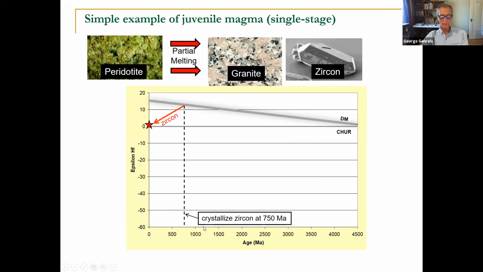Okay, and here's a younger one. Let's do a younger example here. We're crystallizing a granite, a zircon 750 million years ago. It was extracted right from the mantle, and then the zircon evolved along through time, and here's where we measure it today. So low, slightly positive value of epsilon hafnium as opposed to an older one, which would give you a negative value of epsilon hafnium.